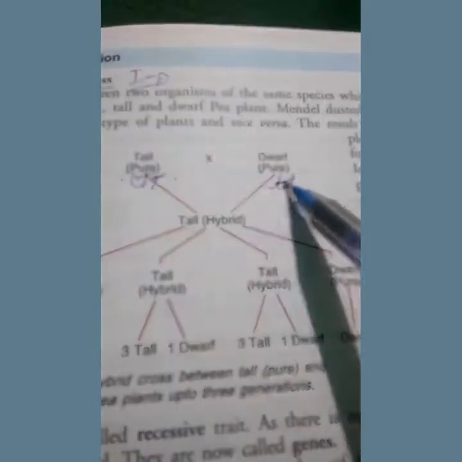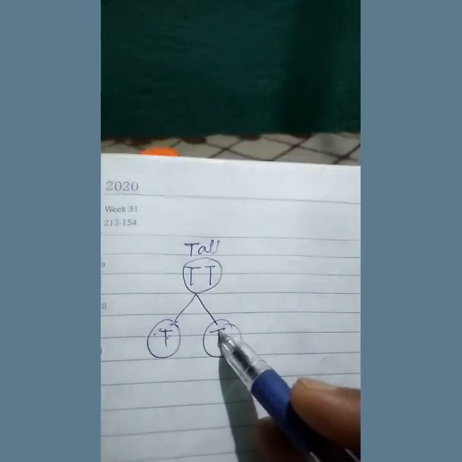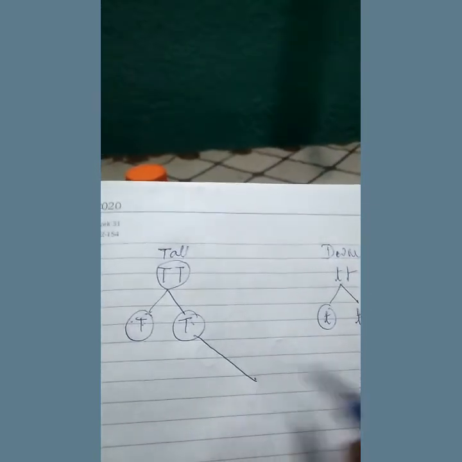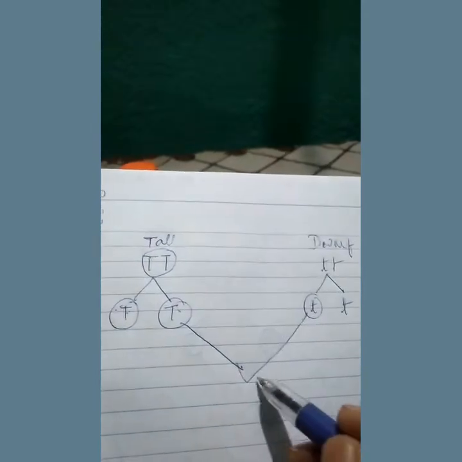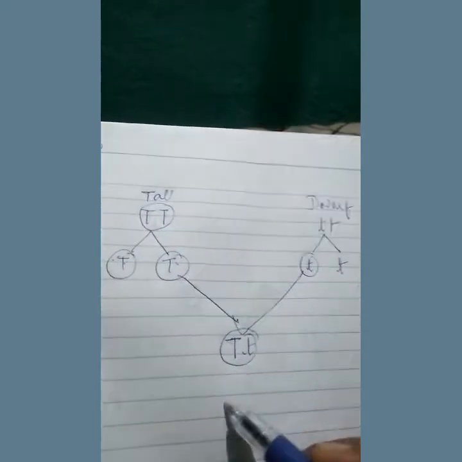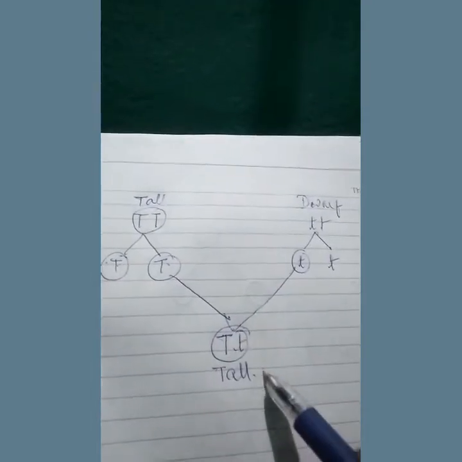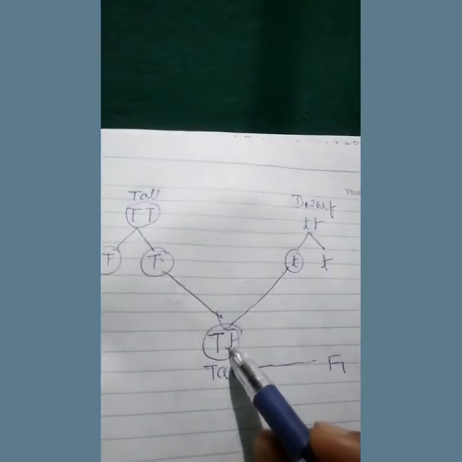When we cross between these two, how are the gametes produced? You can see here that when gametes are produced, these two pairs get separated and a single allele is present in a single gamete. When the cross between these two gametes takes place, that is called the F1 generation. So what type of organism is produced? All the plants are tall. This is a pure form, this is also a pure form, but in the F1 generation all the plants are hybrid.